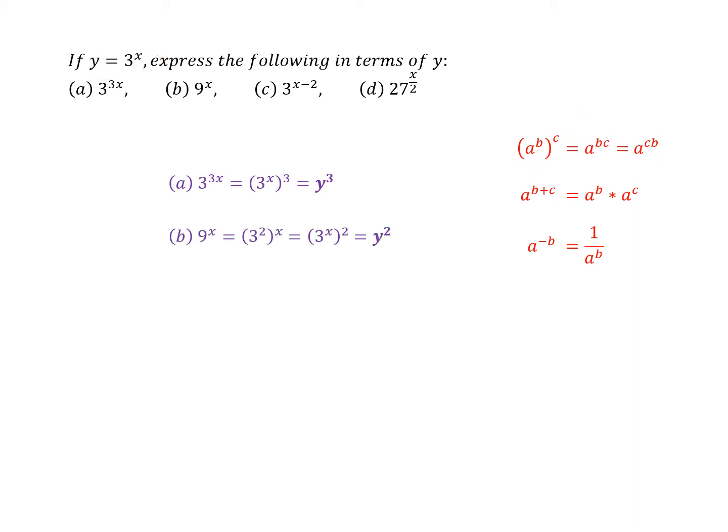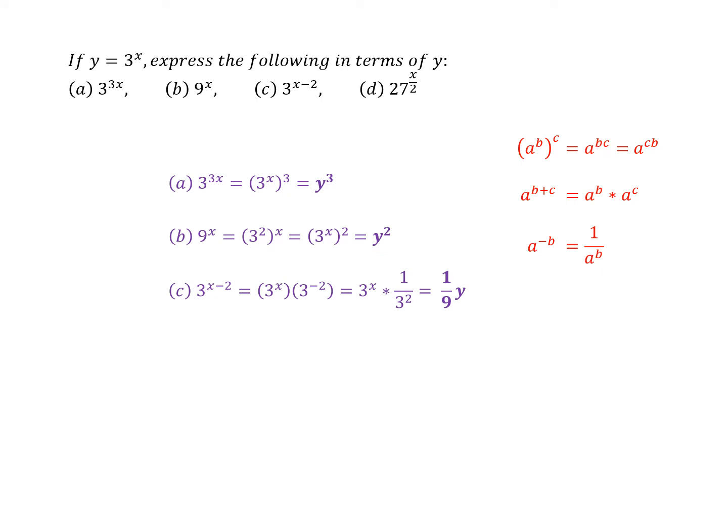For part B, I can change 9 into 3 squared, so 9 to the x is 3 squared to the power x, and when we use this feature of indices, 3 to the power 2x is the same as 3 to the power x to the power 2. So that's the same as y squared.